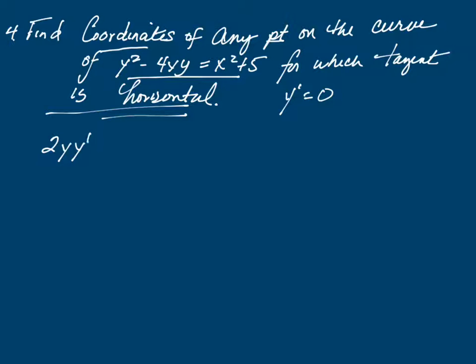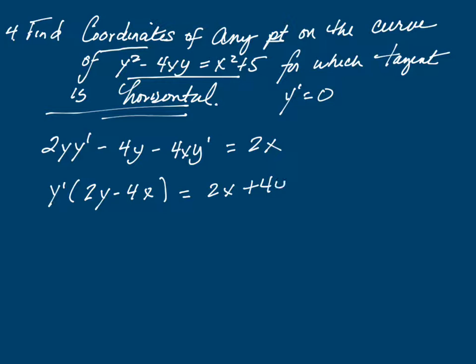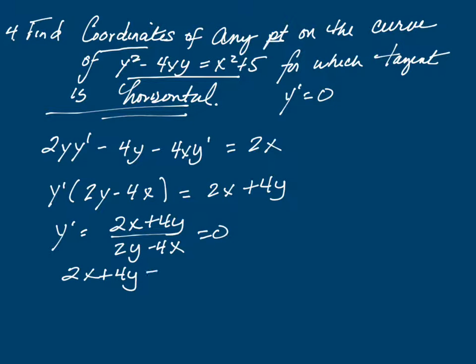So we would say 2y prime minus 4y minus 4xy prime equals 2x. Let's factor out a y prime. Y prime times (2y minus 4x) equals 2x plus 4y. So y prime equals 2x plus 4y over 2y minus 4x. And it wants to know when that is equal to 0. So you can say 2x plus 4y is equal to 0.